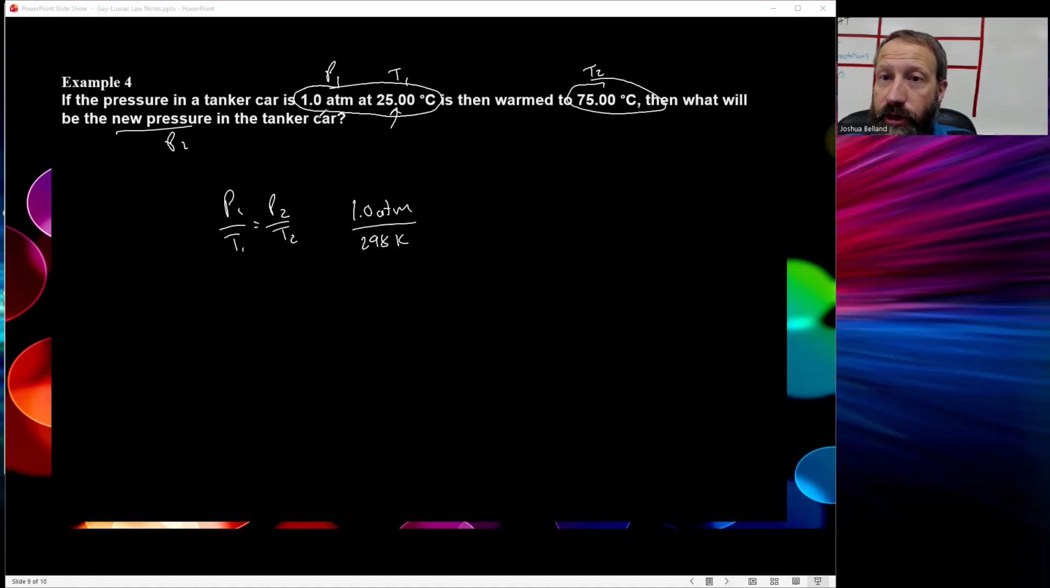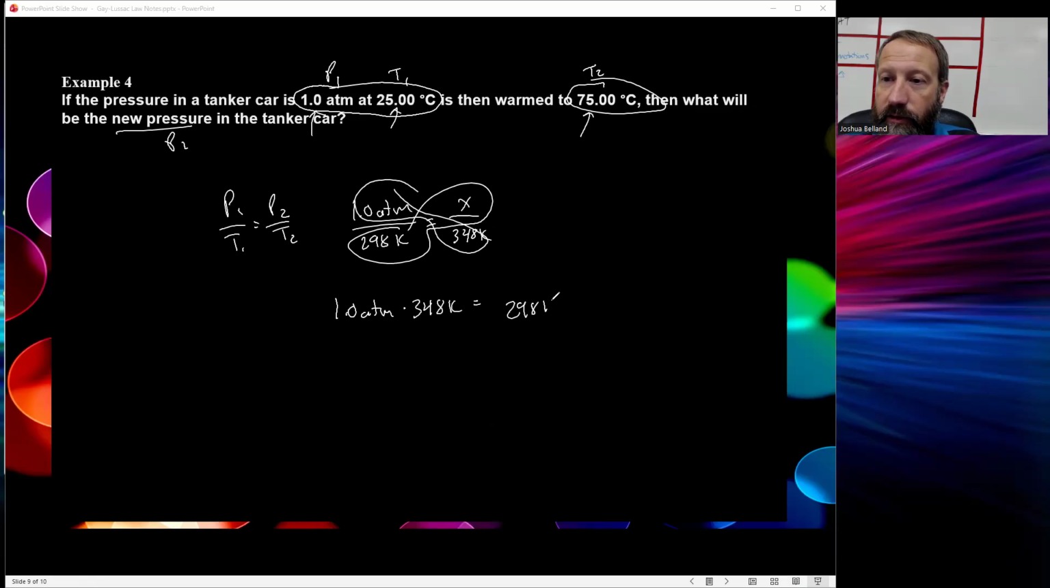Now, by the way, that was 4 sig digs, that was 2 sig digs, and that was 4 sig digs. So at the end, I'm going to go with 2 because I multiply, divide, I go with the lowest. But anyway, moving on. Looking for the new pressure, that's my X. And I'm at 75 degrees Celsius. So I'm going to go 75 plus 273, and I have 348 kelvins. I'm going to cross multiply. 1 atmosphere times 348 kelvins equals 298 kelvins times X. I'm going to solve for X by dividing by 298 kelvins.